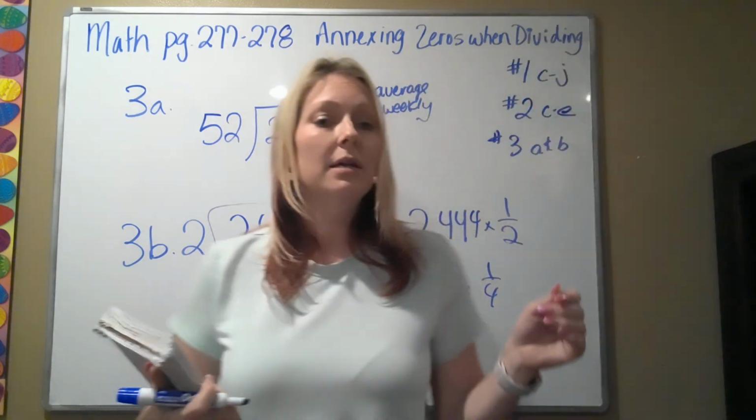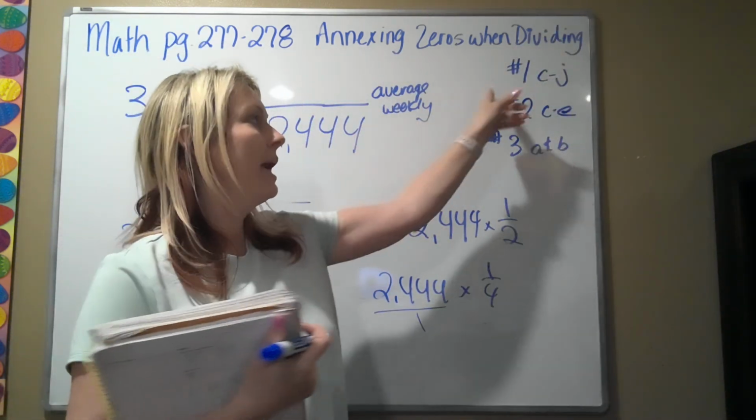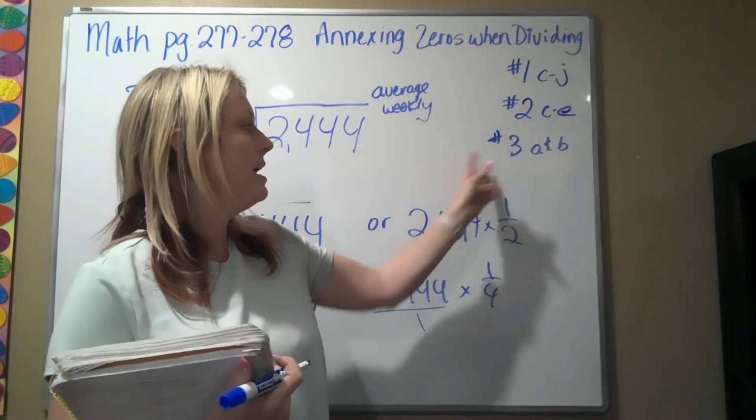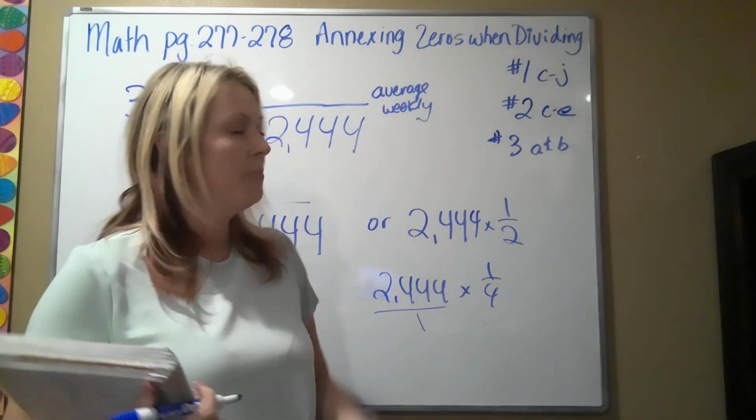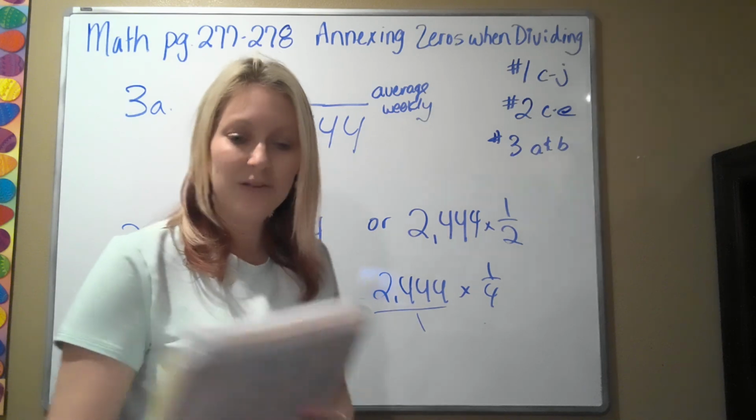So your assignment is 1, basically you're doing A through J, 2, A through E, and 3, A and B, even though we did a couple together. That's it for math today.